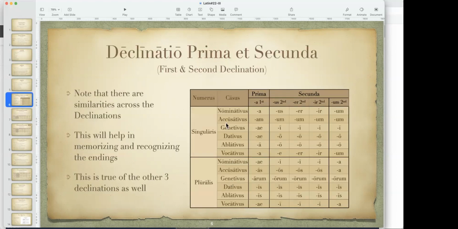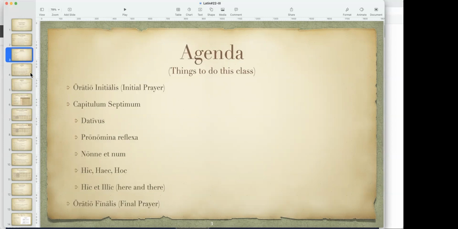If you remember, let me skip ahead just for the heck of it. We had this table of the nominative, accusative, genitive, dative, ablative, and vocative. And so far, we've had all of them except the dative. Well, we get that tonight, finally. And that's useful because the dative is what we use for the indirect objects. And I'll talk more about that in a minute.